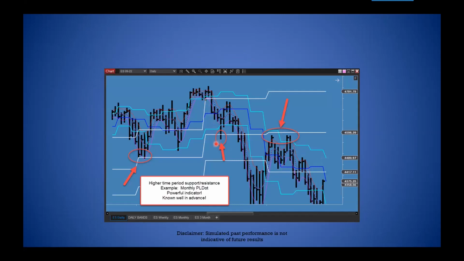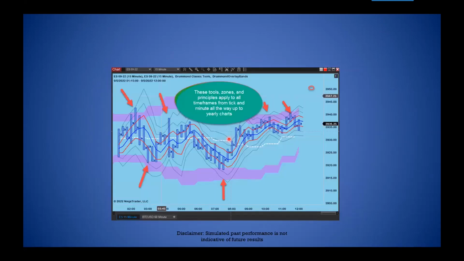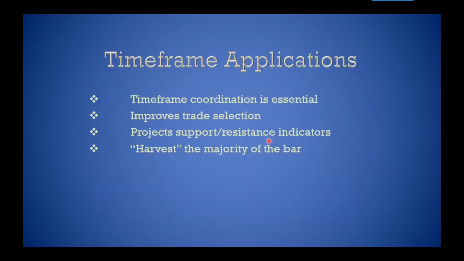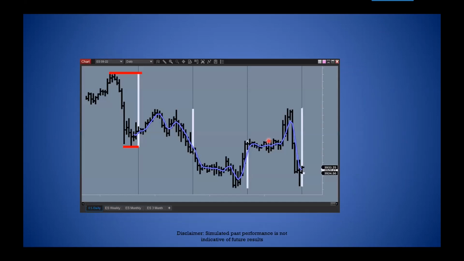Imagine prices going down here, and you know that this white line is here ahead of time, and you know that's going to be support, then that's a tremendous buying opportunity, and you can see that. So everything is always projected into the future bar. You see, there's today's bar and there's the future bar. We see where support and resistance is. We see how it's moving forward. So our object is to harvest the majority of a given bar.